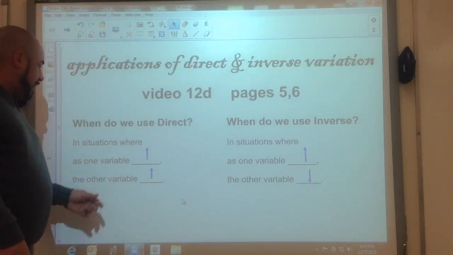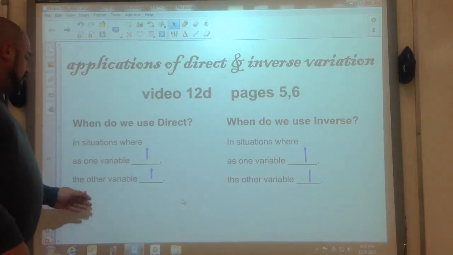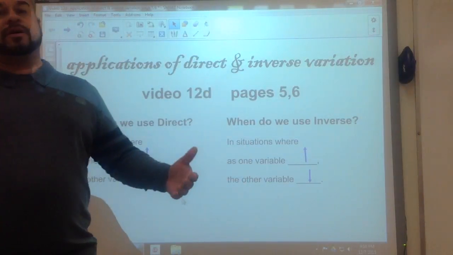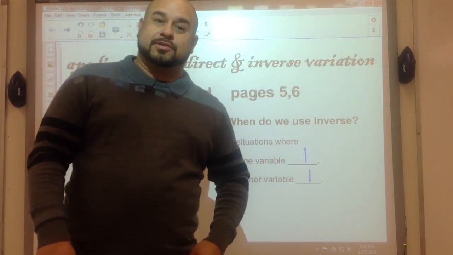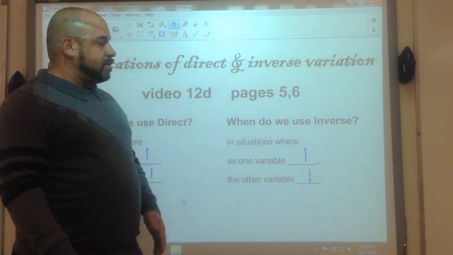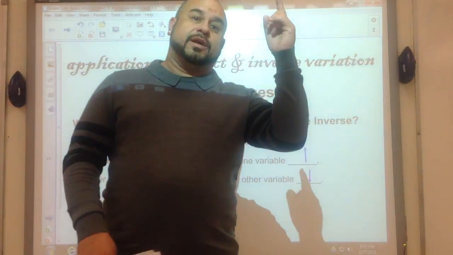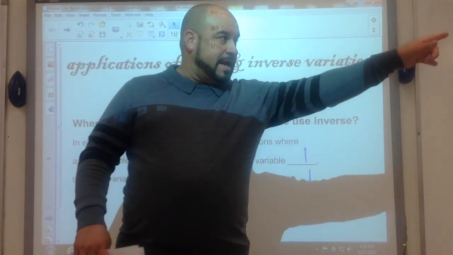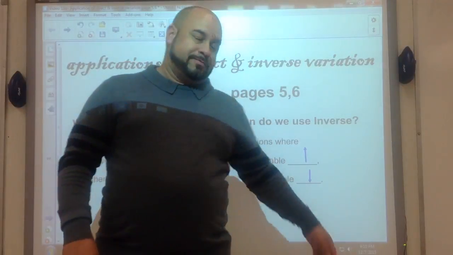When do we use direct? In situations where one of the variables is going one direction, or going up, the other variable is also going the same direction, or going up. When do we use inverse? In situations where one variable is going one way and the other variable is going the opposite direction. One's going that way and the other one's going that way.